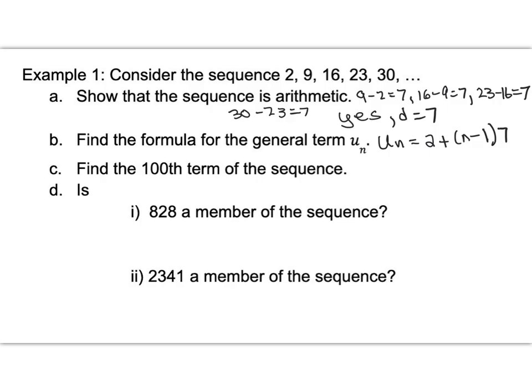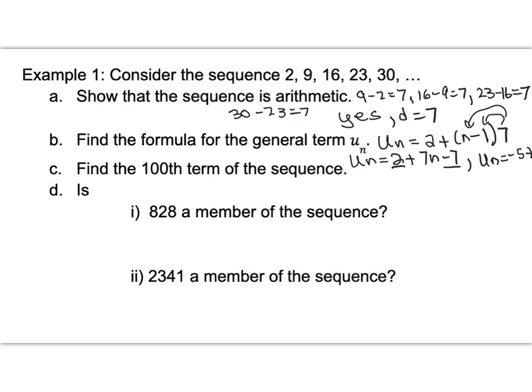And I really should clean that up and distribute this 7 to both of these, because I can simplify it, and I would get Un equals 2 plus 7n minus 7. And I can still further simplify that by combining those two numbers. So Un equals negative 5 plus 7n. That is my nth term formula.